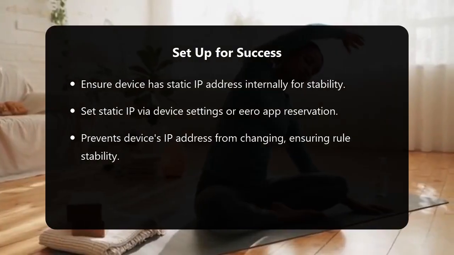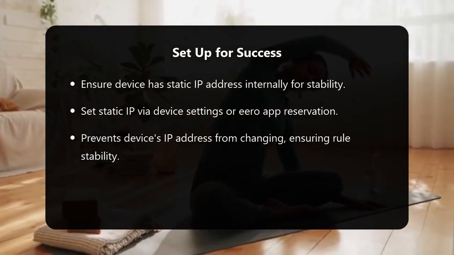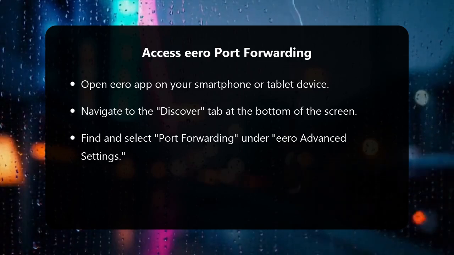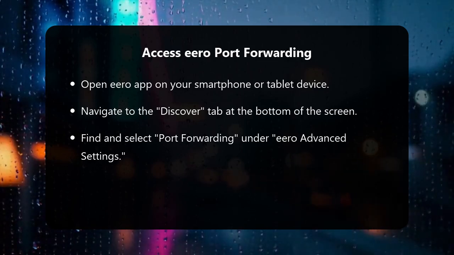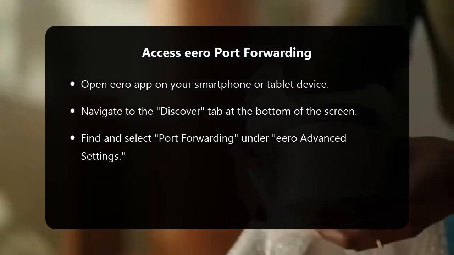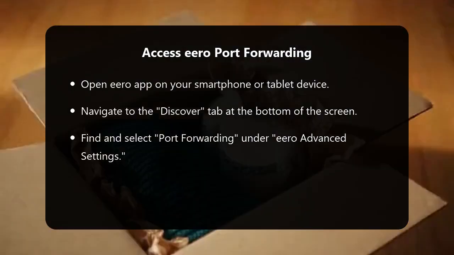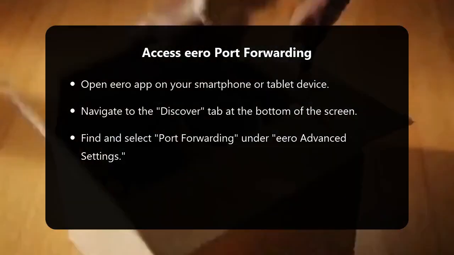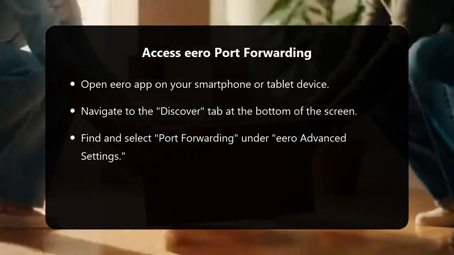Once your device has a stable internal IP, open the eero app on your smartphone or tablet. From the main dashboard, navigate to the Discover tab located at the bottom of the screen. Within the Discover section, you'll find eero Labs or Advanced Settings, depending on your app version. Tap on this, and then select Port Forwarding.